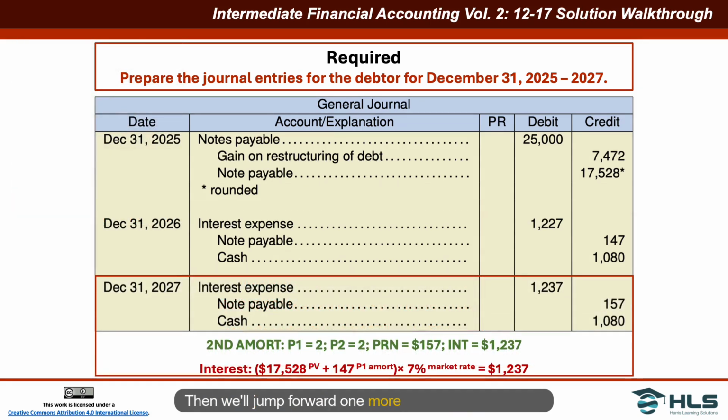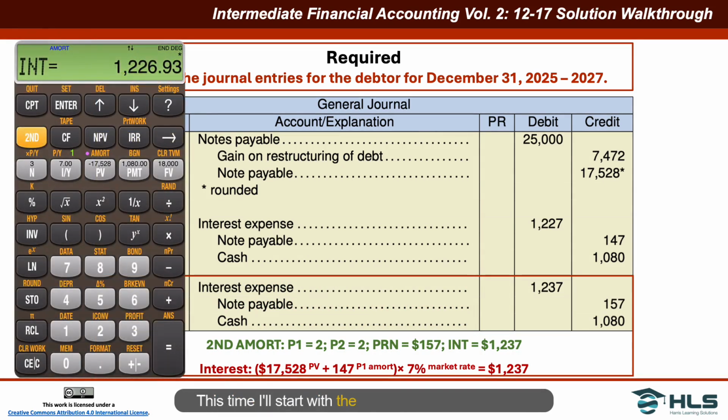Then we'll jump forward 1 more year to December 31st, 2027 for the next interest payment. This time I'll start with the amortization function in the calculator to show how we can shortcut this. If you're already in the amortization mode, simply scroll back to where you see P1. Now type 2 and press enter. Press the down arrow for P2, type 2 and press enter. So we want P1 and P2 to equal 2, and this focuses only on the details regarding the second payment. Press the down arrow until you see PRN, and you'll see it's $157. Press the down arrow again, and the interest INT is $1,237.